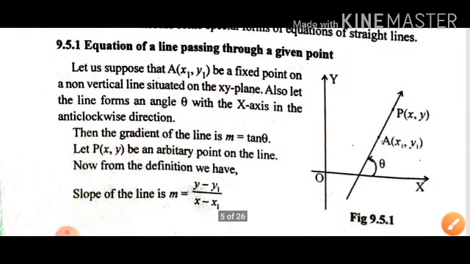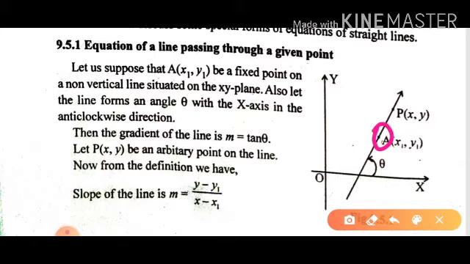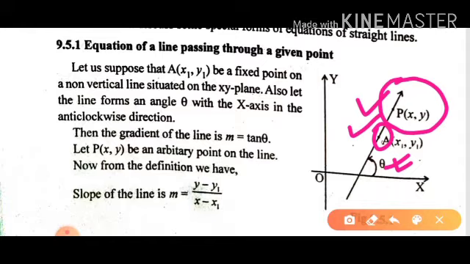Look here, we are given one point A, and this is the inclination of the line. We'll take that concept and take another point P(x, y). So that means we have two points here, and the gradient we can write as y minus, instead of y2 we have y, and instead of x2 we have x.